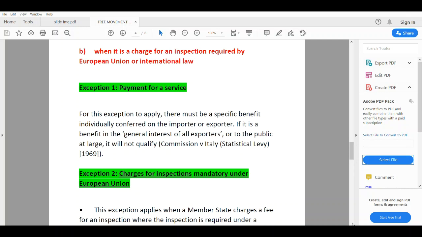So if flowers are stored in the fridge provided by the Italian government, then the Italian government should ensure that no more charge is imposed on the traders than the actual fee for the facilities.